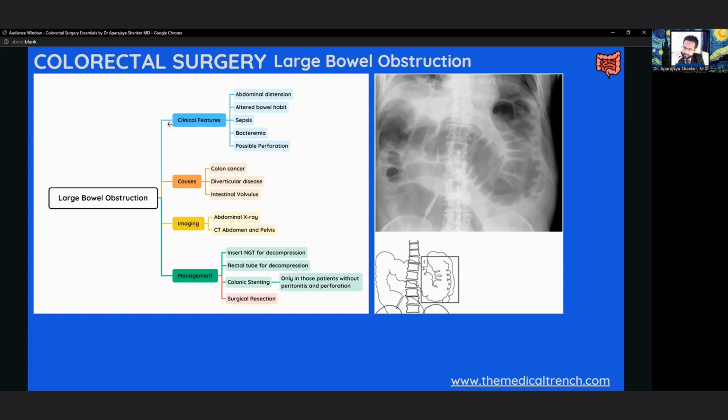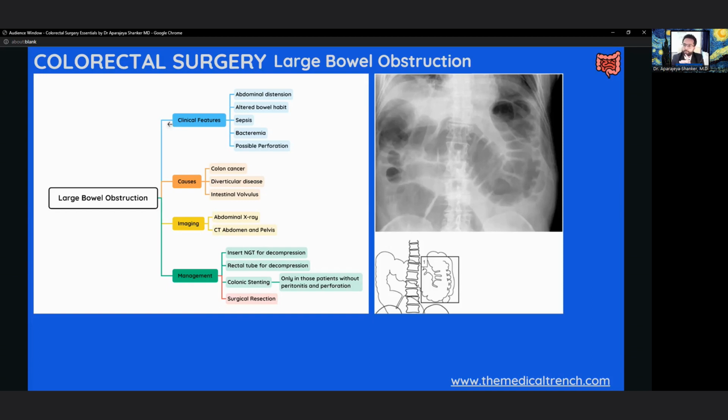And as this obstruction increases, it raises the intraluminal pressure within the intestine. That makes it far easier for materials and chemicals to pass from the bowel wall right into the blood supply. A lot of times, a patient with large bowel obstruction may come to you extremely sick with a lot of bacteremia, and they may be septic.